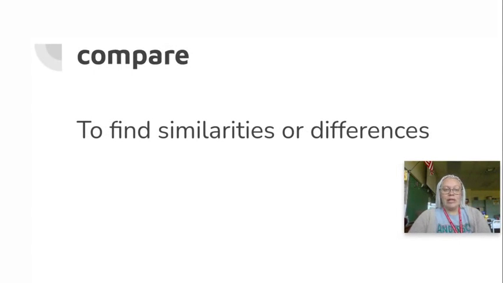Your next word is the word compare. And remember, when we compare something, it means we find similarities or differences. So I think yesterday I might have used the example of comparing an apple and an orange, or you could compare a banana to broccoli. And you wouldn't be able to find many similarities, but you'd be able to find a lot of differences if you compared a banana and a head of broccoli. So remember, if you're comparing something, think of having 2 things and seeing how they're similar or different.